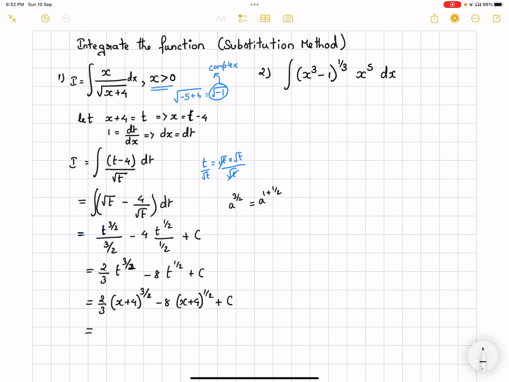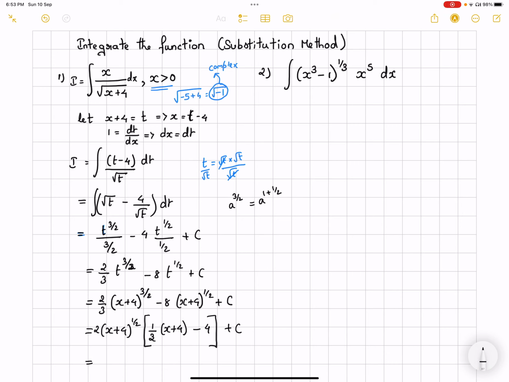So now here, let me write x plus 4 whole to the power 1 by 2, which I'm taking common. And what else is common? 2 is also common, so I'm taking it out. Then I would be having 1 by 3 into x plus 4, and then minus 4, then plus c.